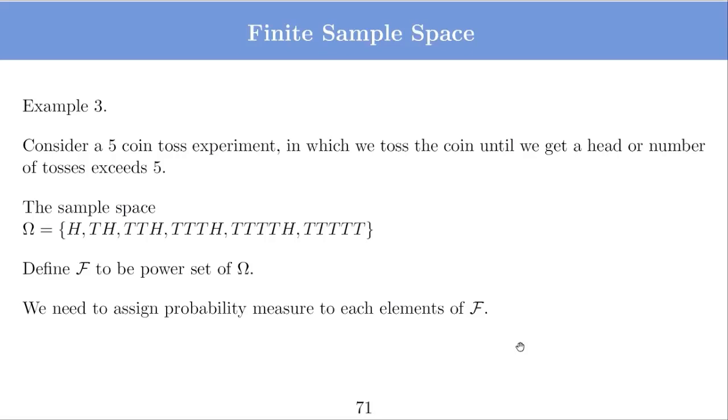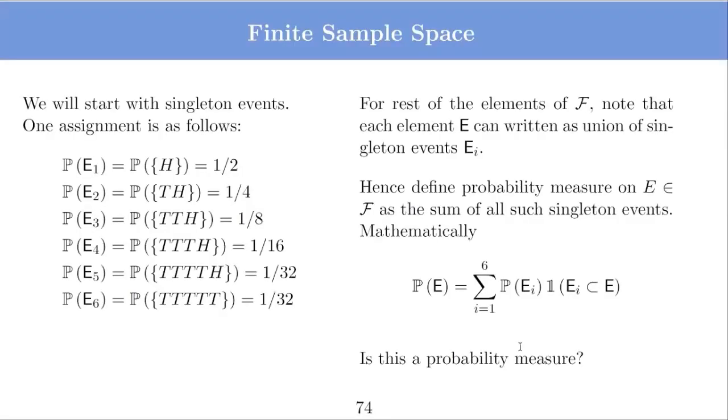Now when I define the sigma algebra, let us say I am interested in all those events. So I define F as the power set of omega. Okay. So there are 6 elements in omega, so there will be many elements in F. And we have to assign probability to every element of F. So how can we do this? We will see that if we can just define the probability to all singleton events, which contain one outcome, then the rest is automatically defined.